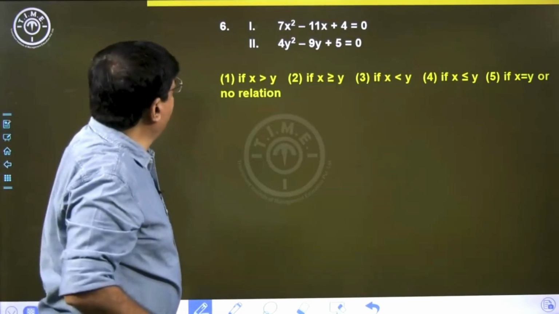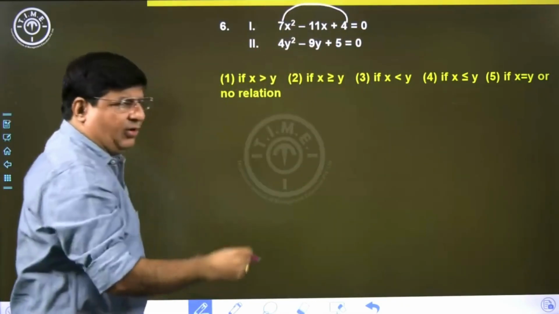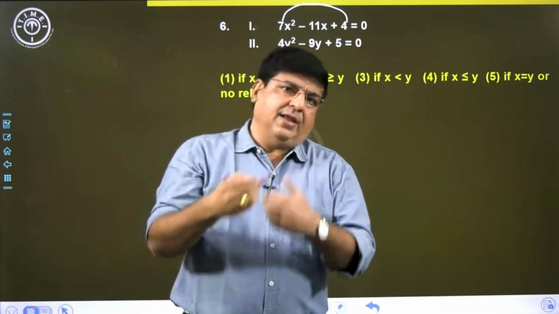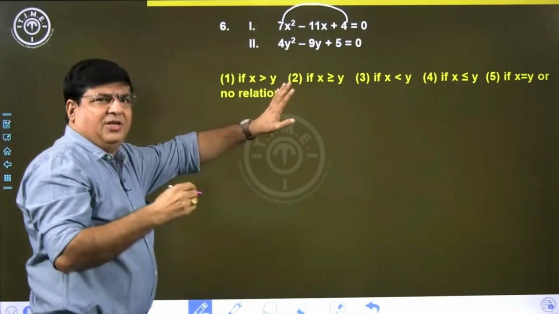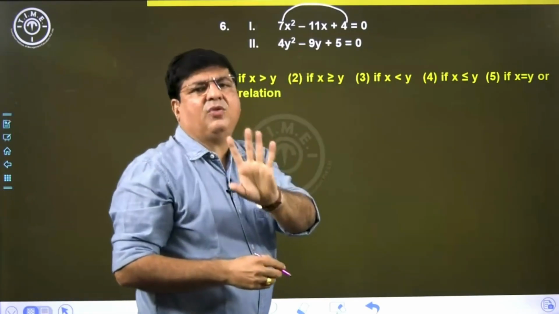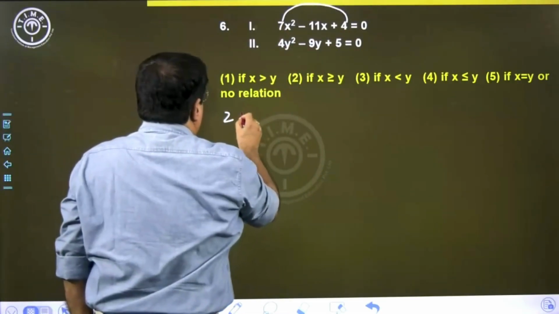Question number 6. Again, 4 into 7. Try out this question on your own. Pause the video, try it out, and then watch the solution. It's very, very easy to find out without finding the factors. You can do this in less than 15-20 seconds. Alright, let's do 4 and 7, 28.